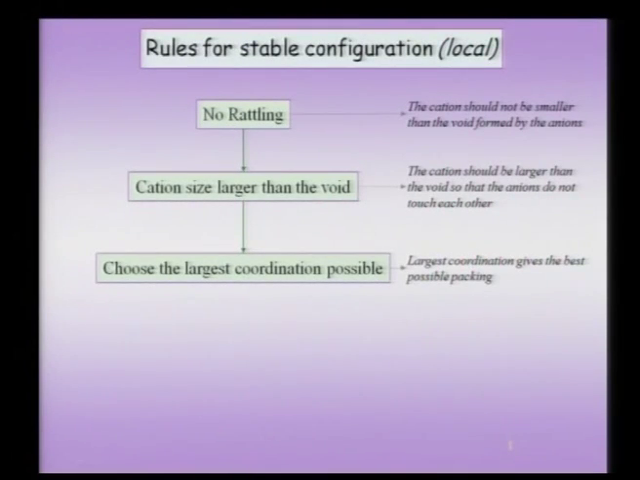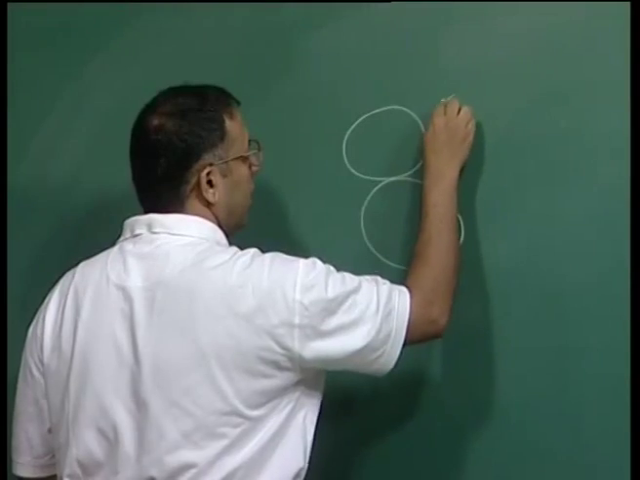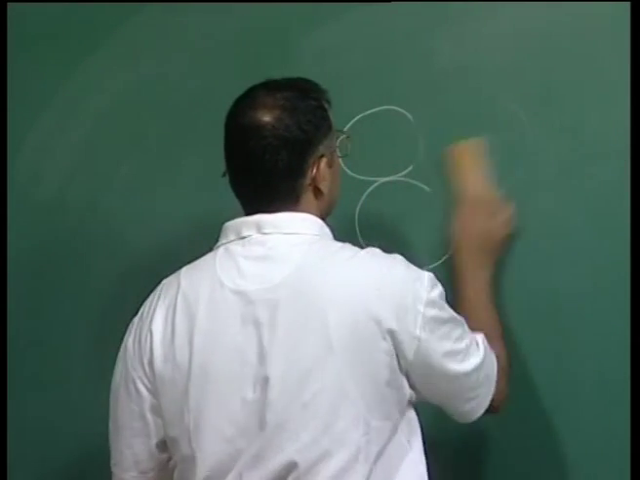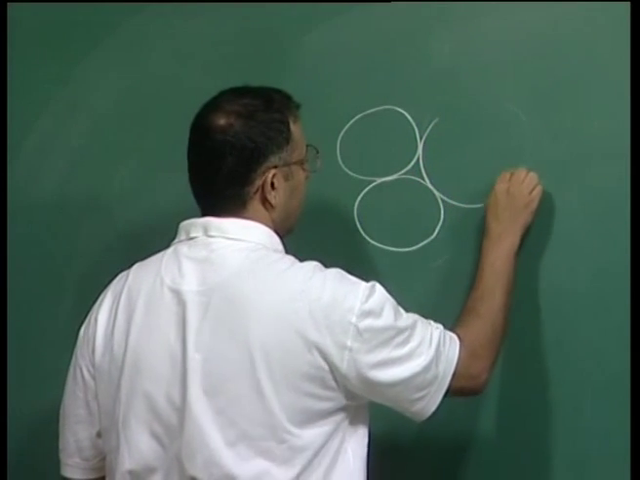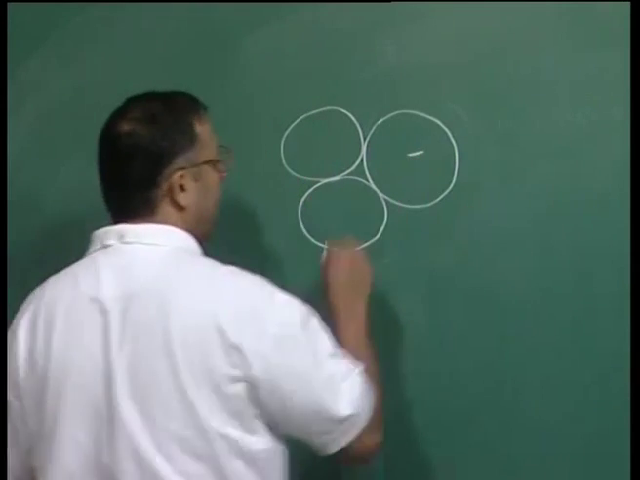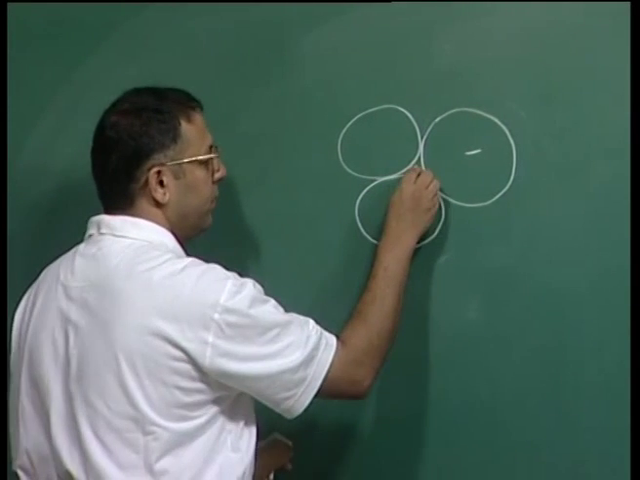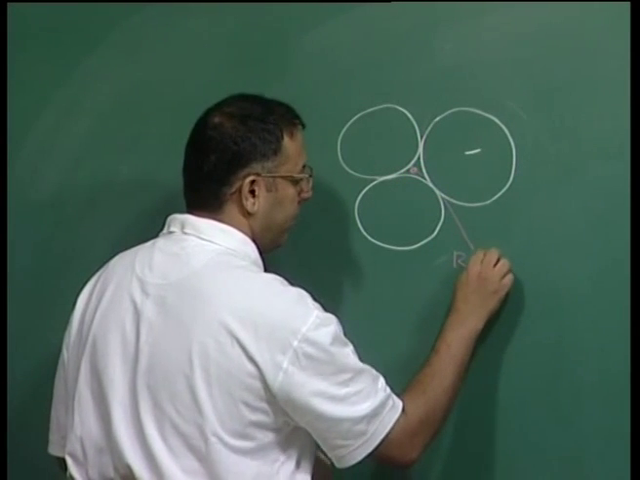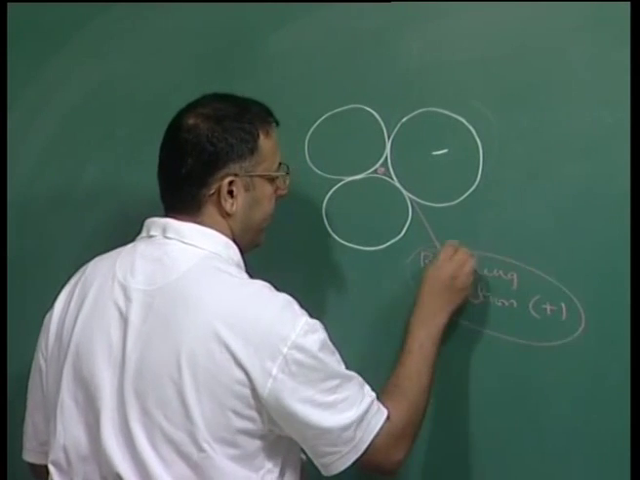The first thing is that there should be no rattling. Suppose I have a void formed between my anions, then the cation should not be so small that it starts to rattle inside the void. Let me draw a picture on the board to illustrate the point. Suppose I am talking about triangular coordination of ions. So, I have 3 spheres here, and suppose these are anions which are negatively charged, and I want to put a cation somewhere inside this void. Now, the cation cannot be so small that it rattles inside the void. If it is so small, then it will rattle, and this is not a favorable situation.